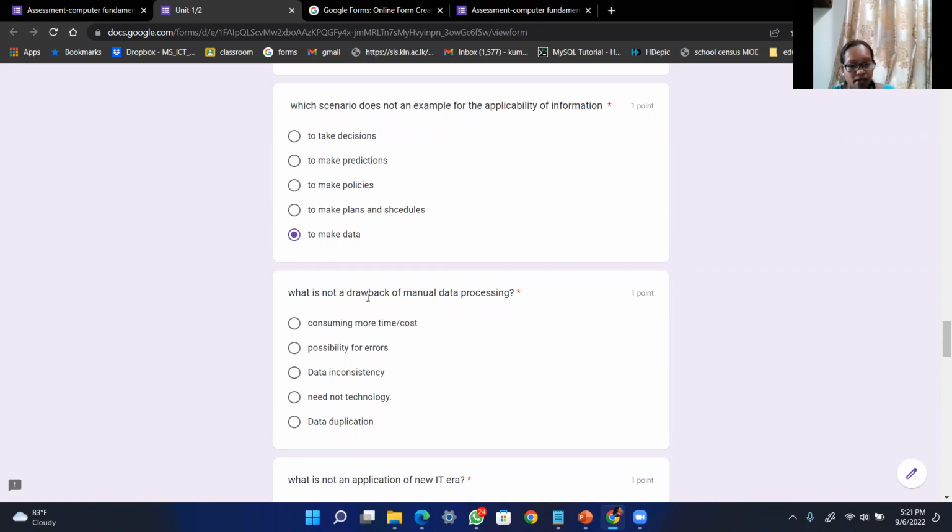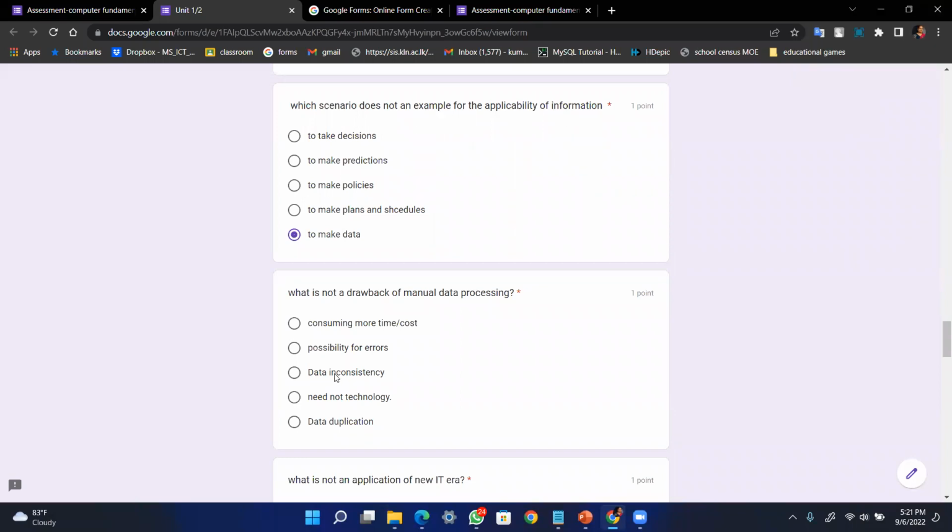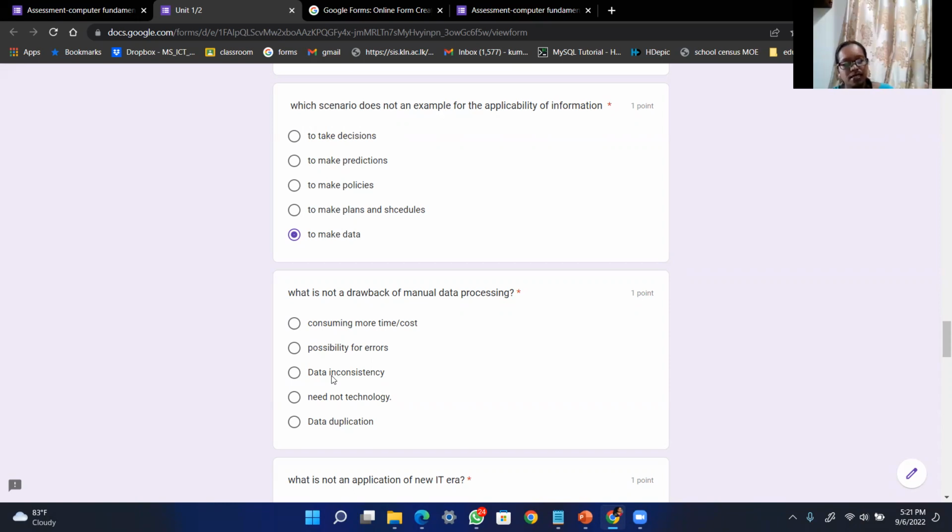Drawback, right? It's a drawback, teacher. Possibility for errors, also a drawback. Data inconsistency, drawback, teacher. Yes, drawback. Data inconsistency means the same data is appearing in the same places in different forms.